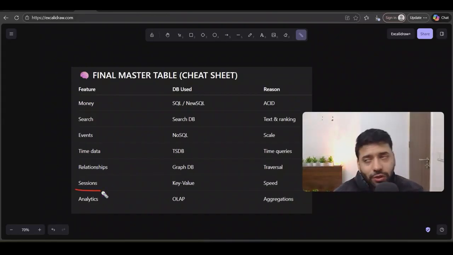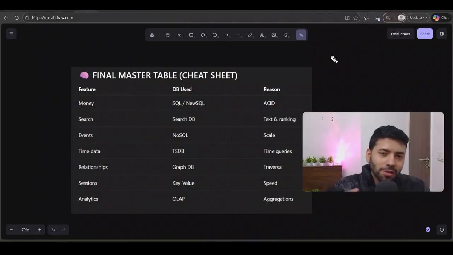Talking about sessions, or you can say key value based data, for that we can use key value database like Redis because it is very quick. So like cache, we also use Redis, correct. And when we talk about analytics, for analytics we use OLAP database, because it can perform aggregations and other things which are required for analytics, logging, metrics, dashboards in a much better way.